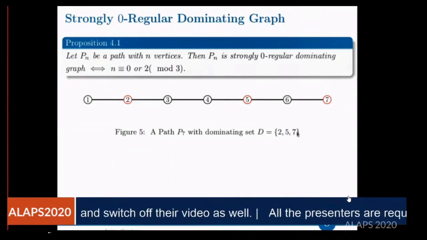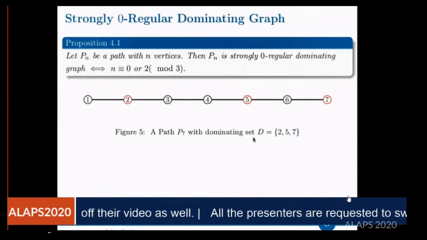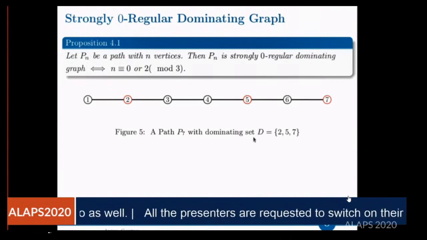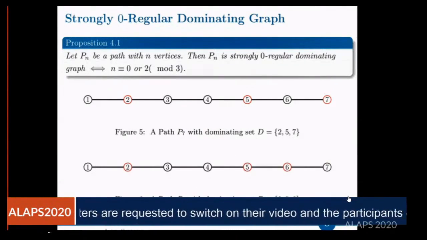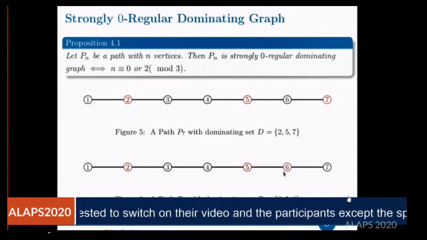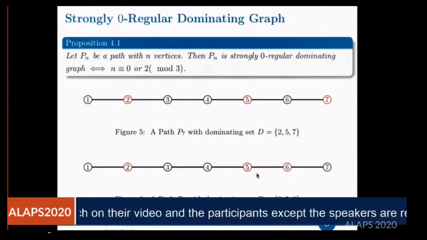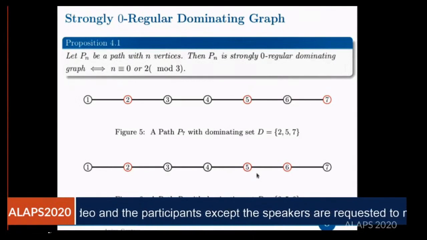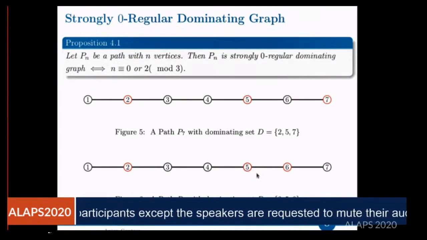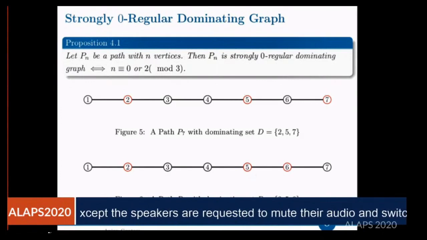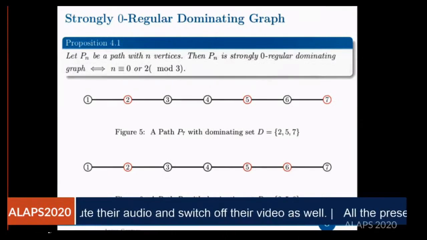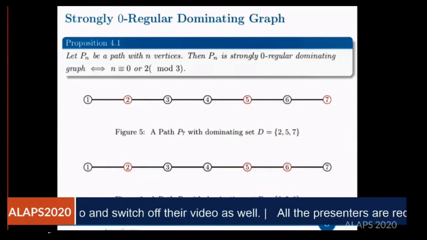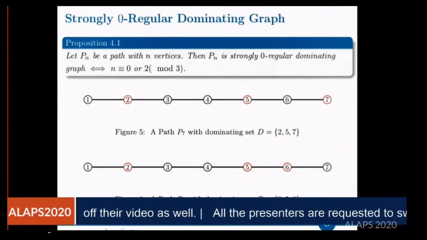The induced subgraph of this dominating set is going to be zero regular, but for the same graph we can have another dominating set, that is 2, 5, 6. This is also a dominating set for the same graph. Now we can see there are 2 different dominating sets, but one is zero regular, the other is not. So what does this definition of a strongly k-regular dominating graph say? That every dominating set with the domination number should have an induced subgraph that is k-regular.